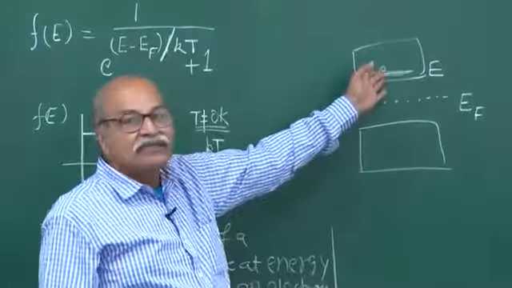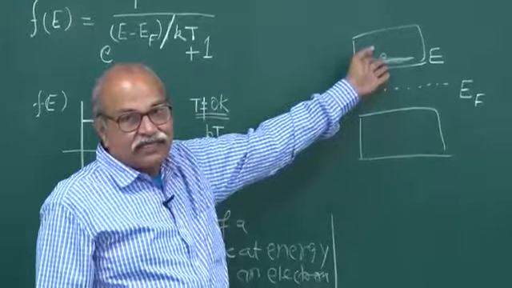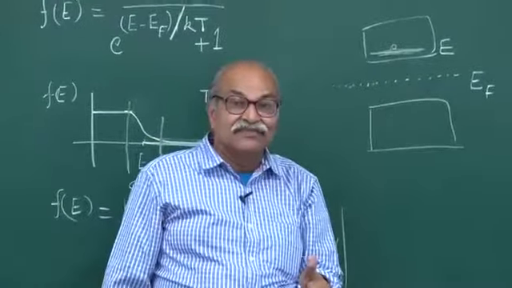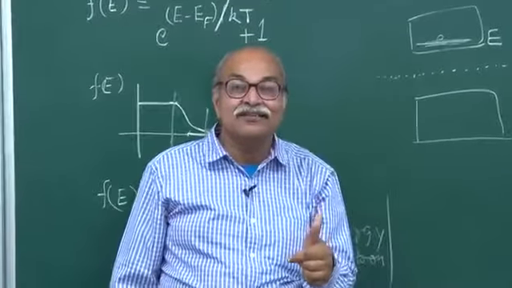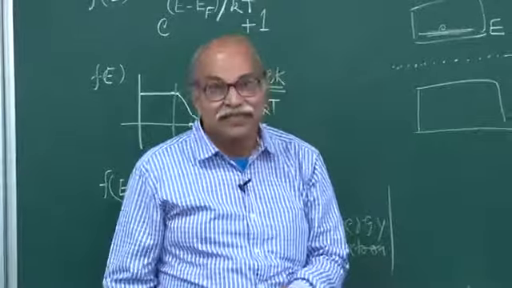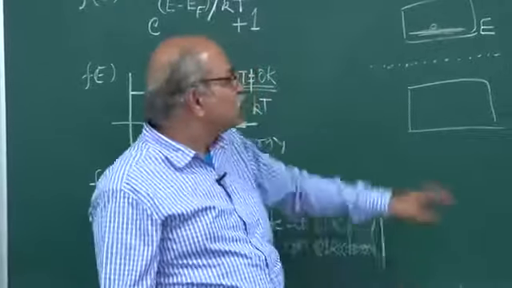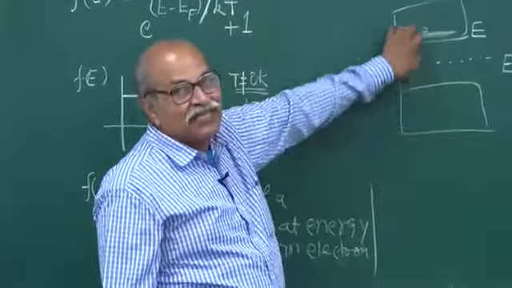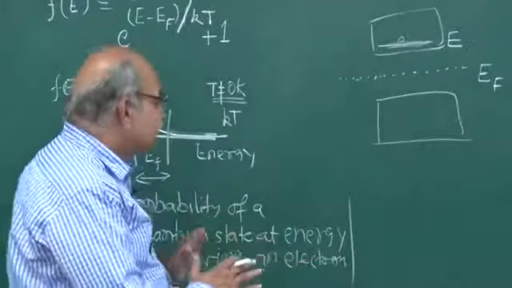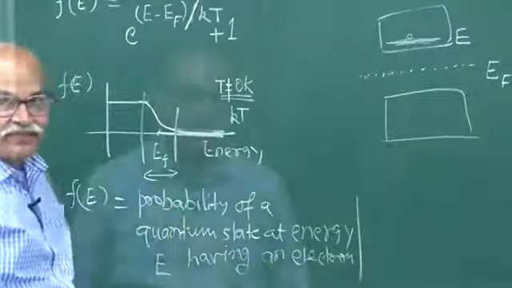more will be the electrons in the conduction band, and therefore, the resistance of a semiconductor decreases as you raise the temperature, because you have more number of electron-hole pairs. So, that is about intrinsic semiconductors.